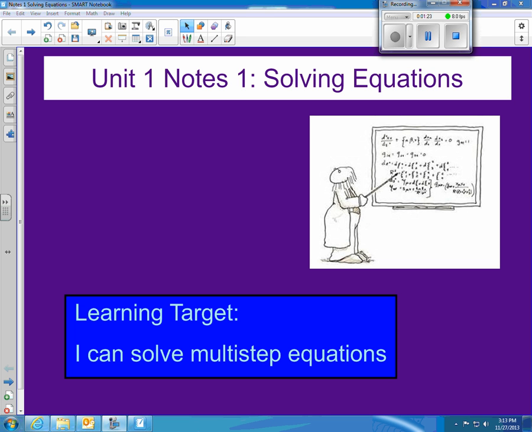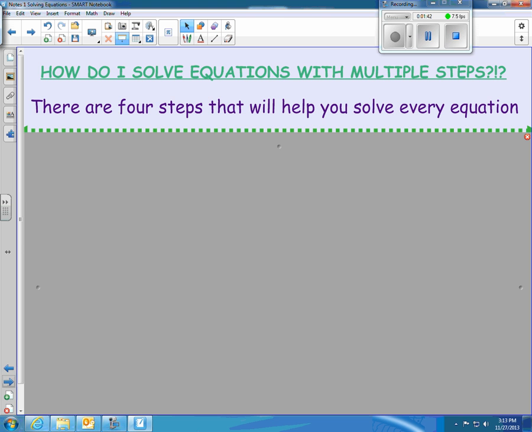Unit 1, Notes 1 is on solving equations. This is going to be a review, and that's a great place for us to start. Our learning target for the day is, I can solve multi-step equations. So by the end of the video, or by the end of the notes, you should be able to say, hey, I can do that. How do I solve equations with multiple steps? Well, there's 4 steps that will help us solve every equation.